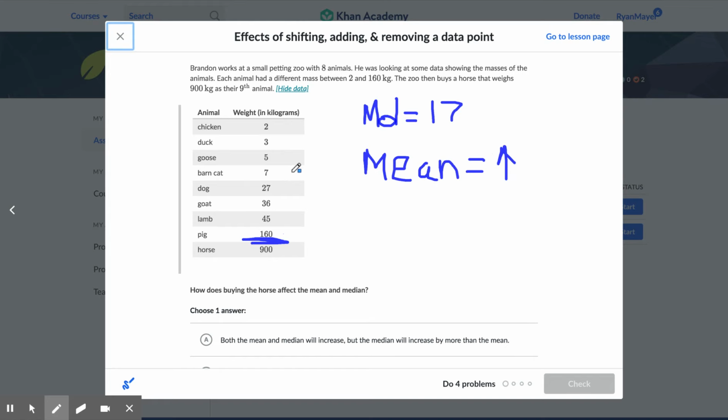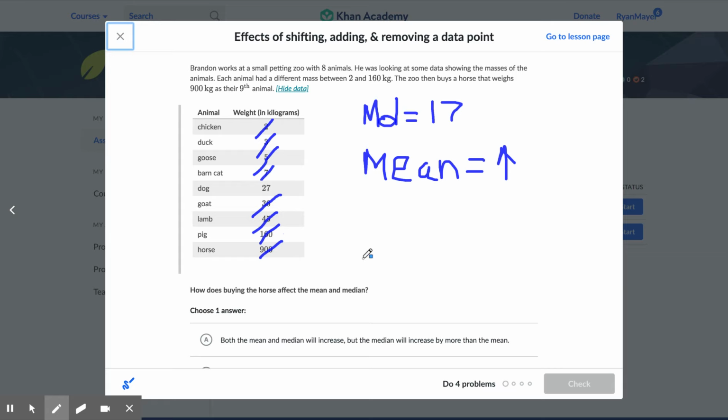Now the median, now that I added that 900, the median can be a little different. Okay, so you're going to have to work this one out. What I would do is, like we did in the past, you kind of cross these off alternately. You just kind of go back and forth. And once I meet in the middle, my middle number now is 27. We talked about before we added the horse, our median was 17. So did the median go up? Yes, it did. Did the mean go up? Yes, it did.